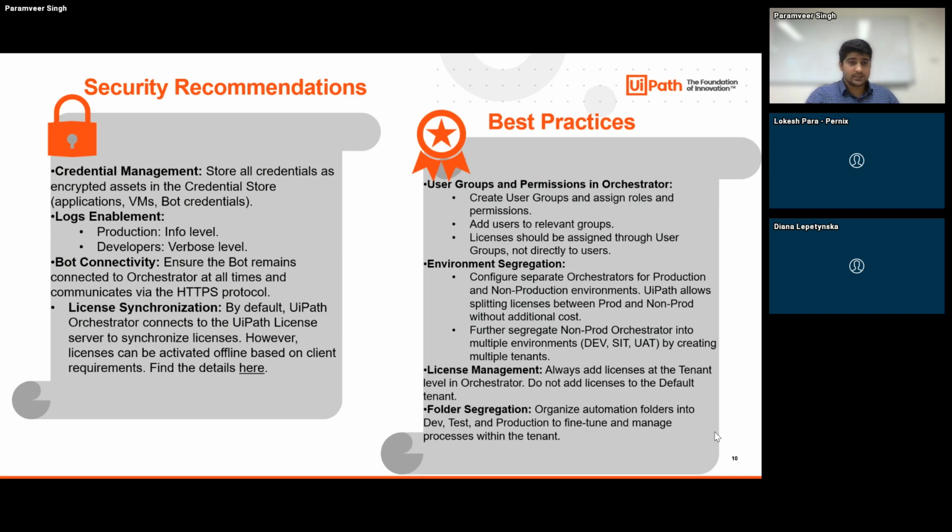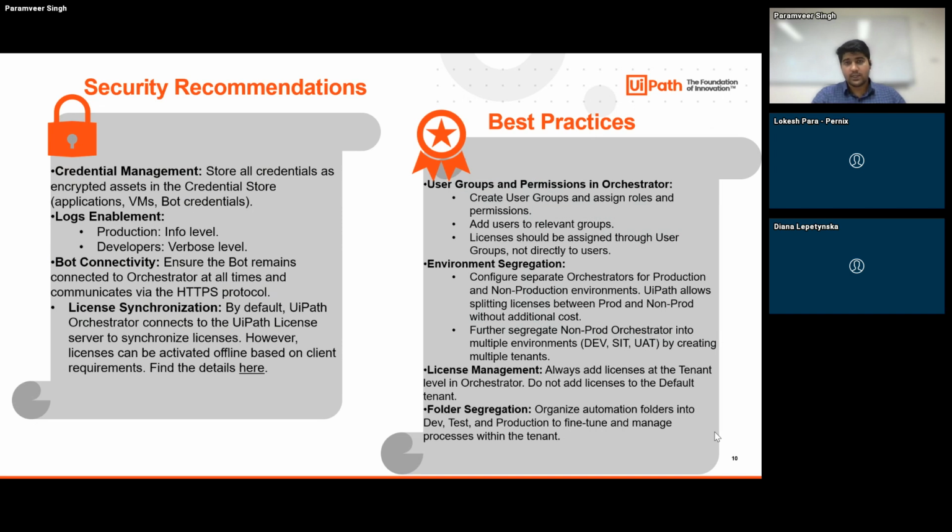Next one is the license synchronization. By default, UiPath Orchestrator connects to the UiPath license server to synchronize licenses. If you have procured any developer licenses or robot licenses, you always add them in the orchestrator, and they are retrieved through the UiPath license server at all times. However, licenses can be activated offline based on client requirements. For the offline activation, you can go through the UiPath documentation to get more details on that.